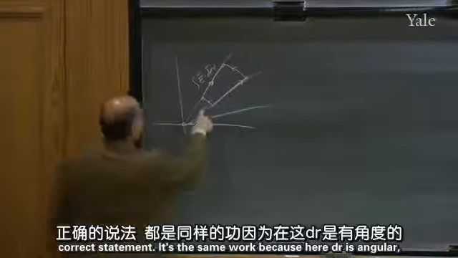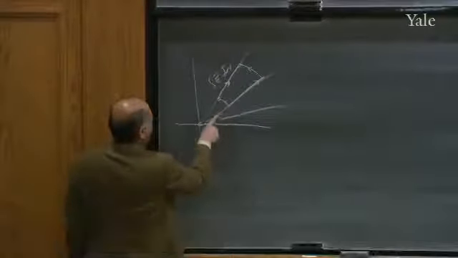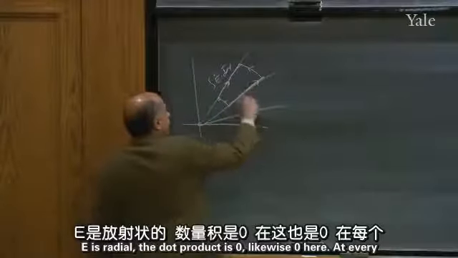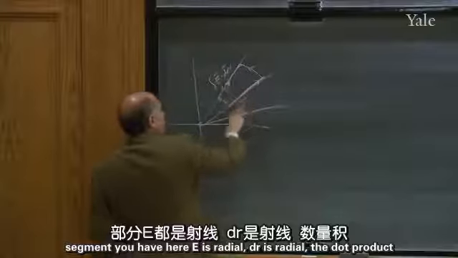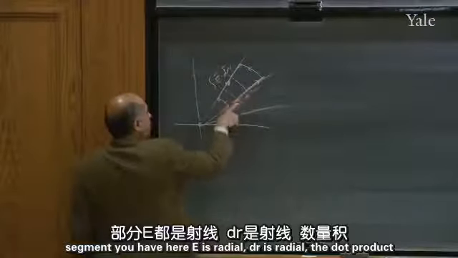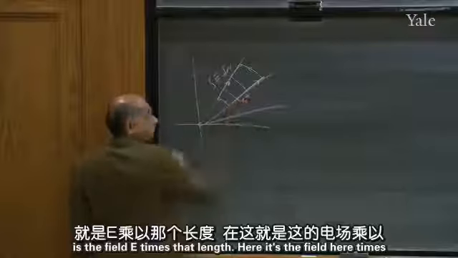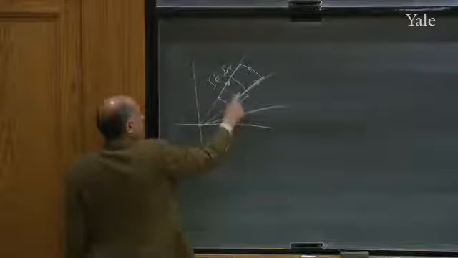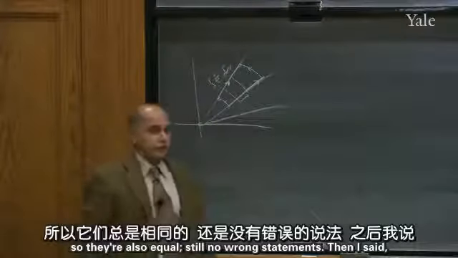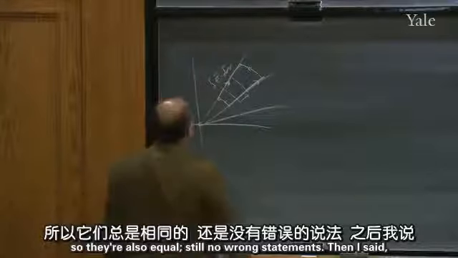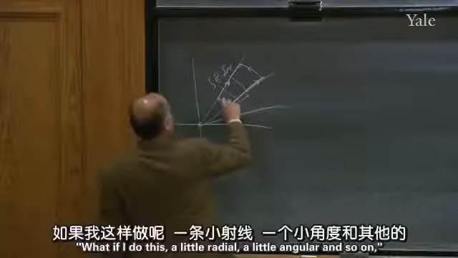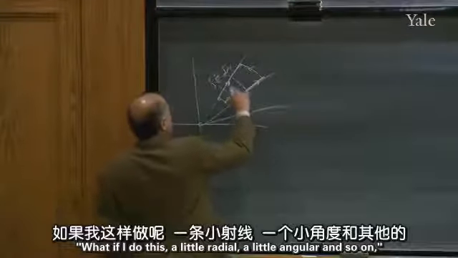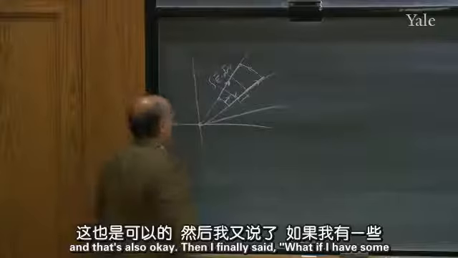The same work because here, dr is angular, E is radial, the dot product is 0. Likewise, 0. Here, at every segment you have here, E is radial, dr is radial, the dot product is the field E times that length. Here is the field here times that length, but the field is constant at a given radius, so they're also equal. Still, no wrong statements. Then I said, what if I do this? A little radial, little angular, and so on, and that's also okay.